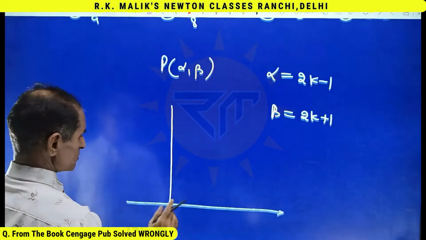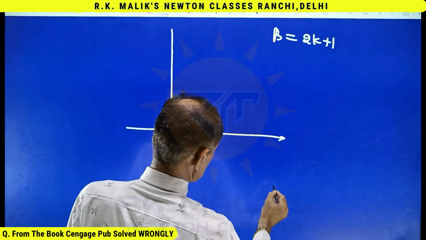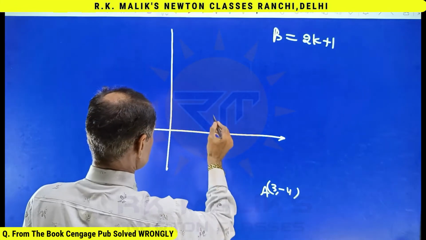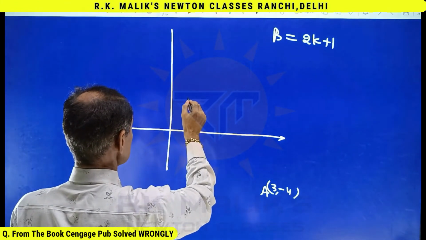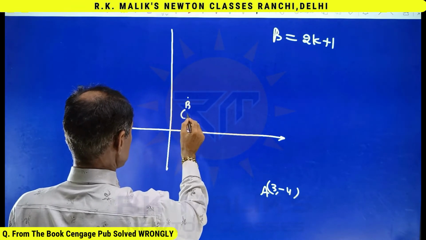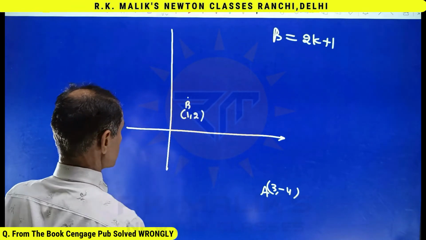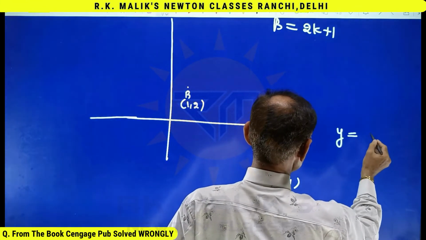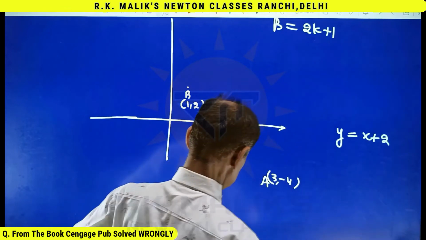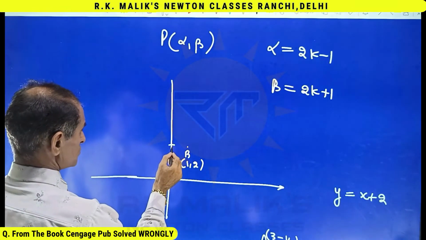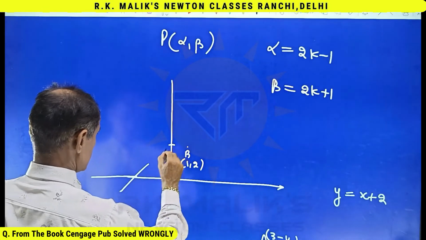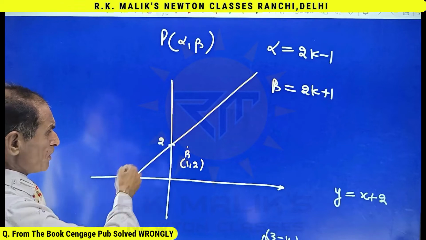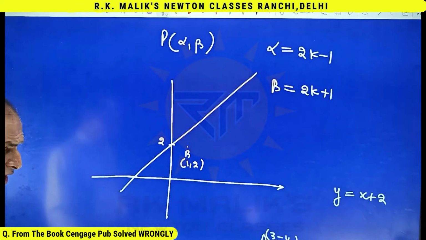And now see the figure formed. A is the point (3, -4), which is somewhere here. B is the point (1, 2). And as the locus of P was y = x + 2, it is 2 here because this point is having y coordinate 2. It means P moves anywhere on this line.